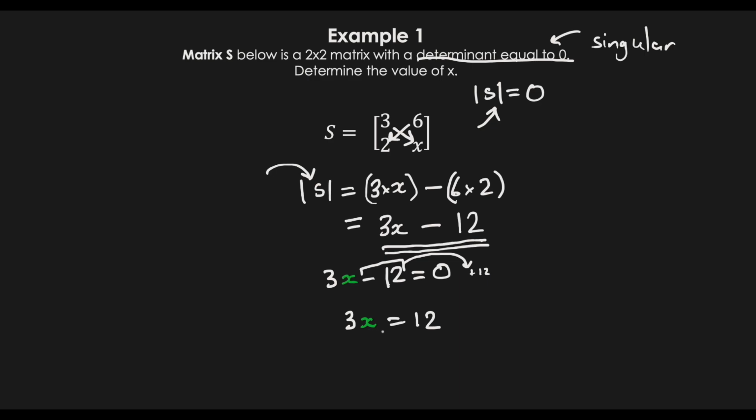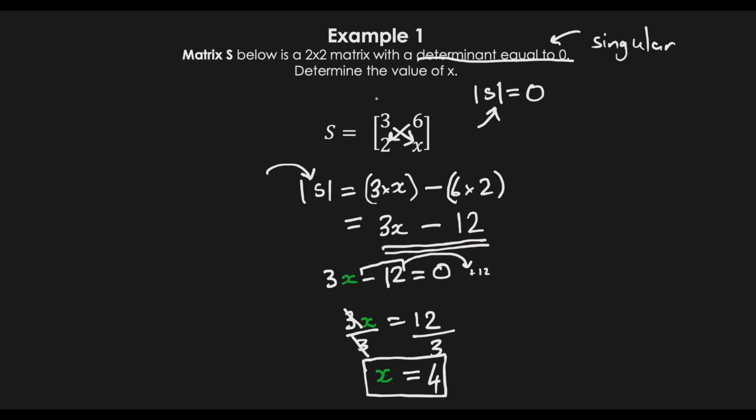Now to get x by itself, I have to divide both sides by 3. So when I divide this side by 3, x will be by itself, and then 12 divided by 3 would give me 4. So therefore, x is equal to 4. So my final answer is x is equal to 4.